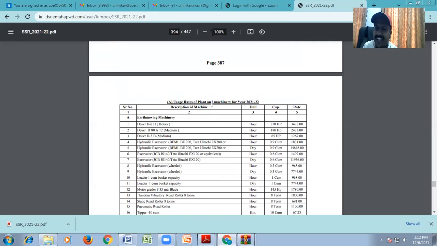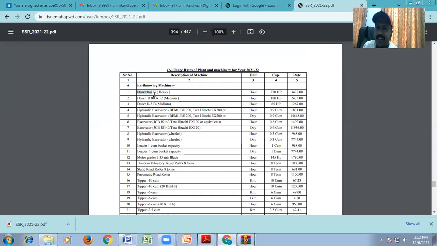Then plants and machinery rates. Bulldozer, dozer having the type as D8. Okay, the rates are given, capacity is given, it is in units per hour, 270 HP capacity, rate is given as 3472. I think dozer rates vary around 3000 to 4000, 2000 to 4000, in this range.